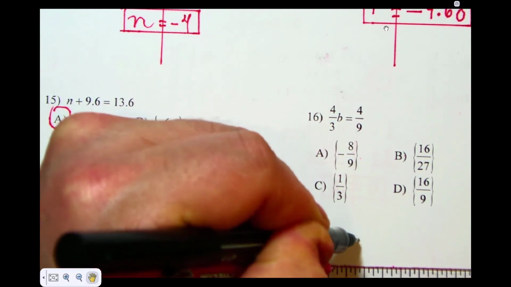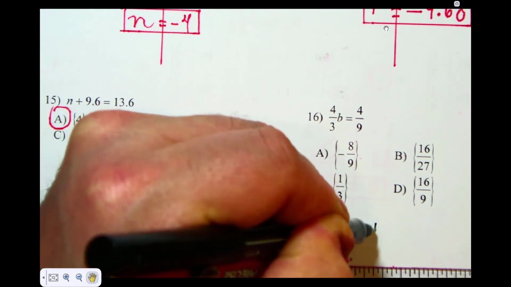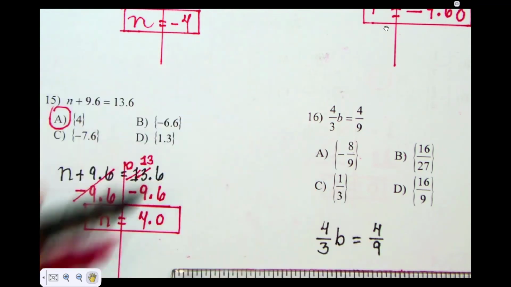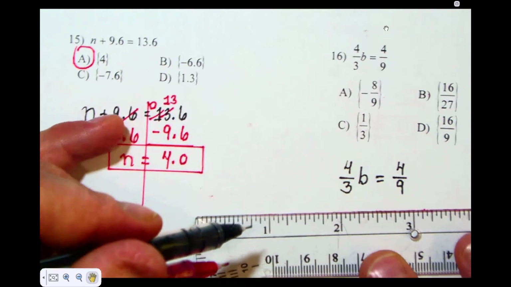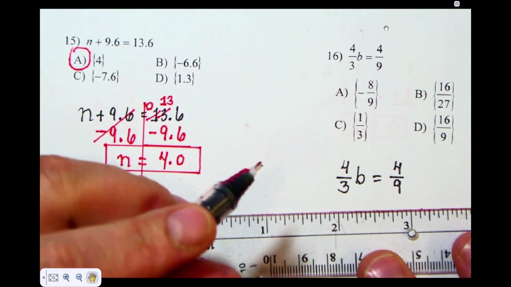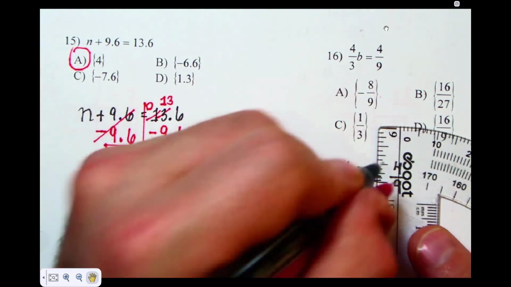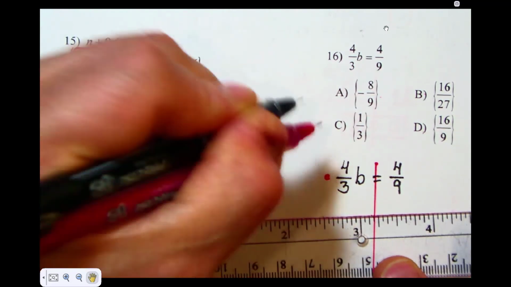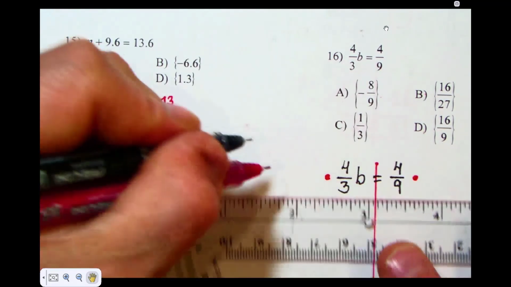People had trouble with this. Equals 4 over 9. Well, we have to remember the R word. Multiply both sides by the reciprocal. Okay? So I'm going to multiply both sides.